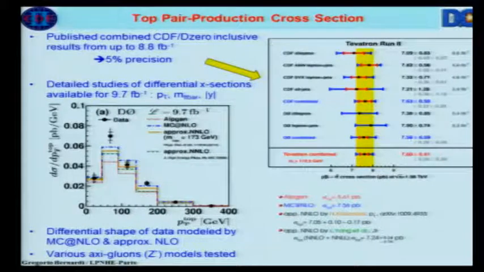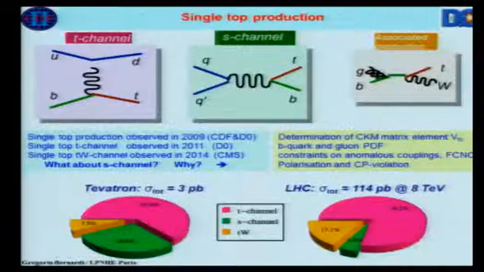Top pair cross-section, I will not go very long on this one because I have a long talk, so just suffice to say that you have 5% precision on the combined top production cross-section, and we are doing studies on differential cross-section as a function of PT, MTT bar, rapidity, as shown here, and in general, we have good description by the MC@NLO and approximate NNLO calculations.